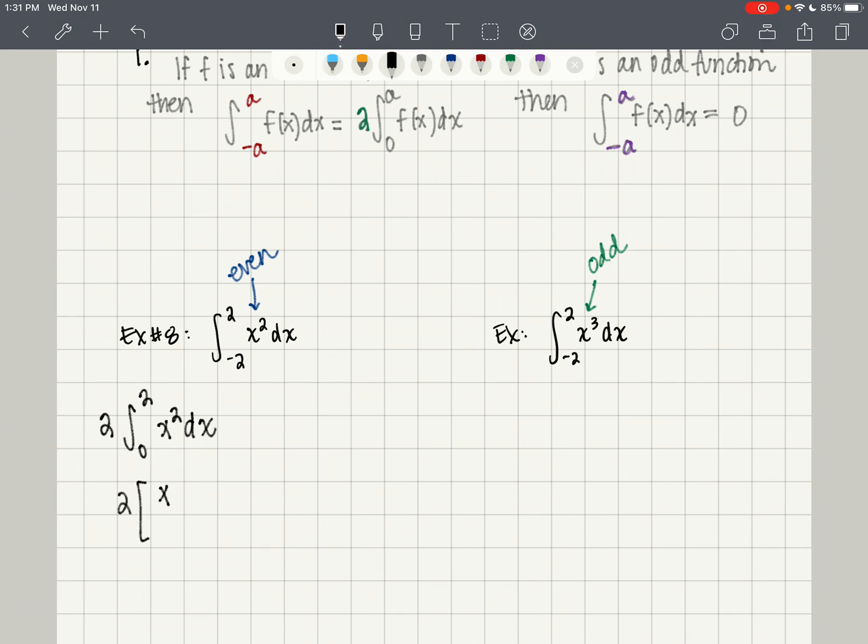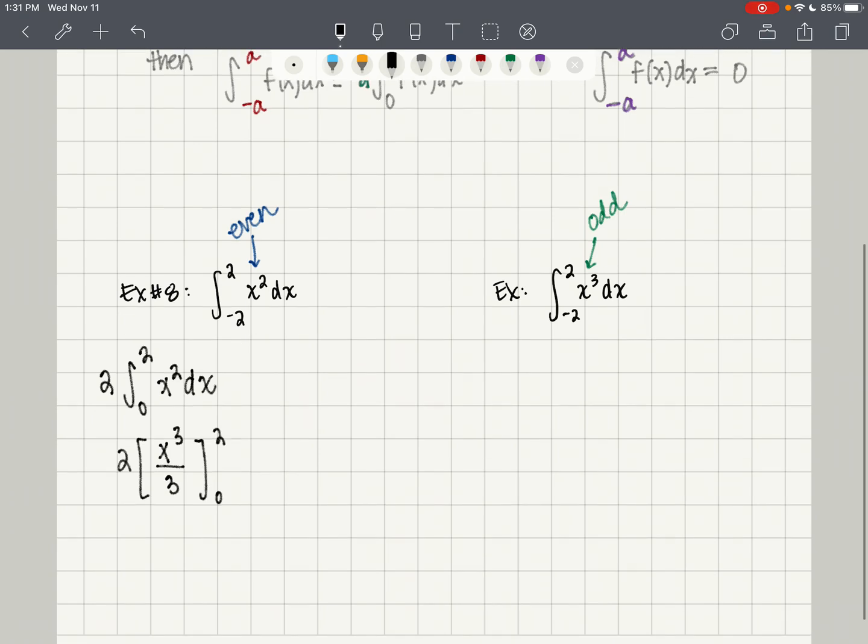That's going to be 2 times the quantity x cubed over 3 evaluated from 0 to 2, which will be 2 times the quantity 8/3 minus 0/3, which is 16/3. And that's that 0. When you evaluate for 0, you end up with 0/3.